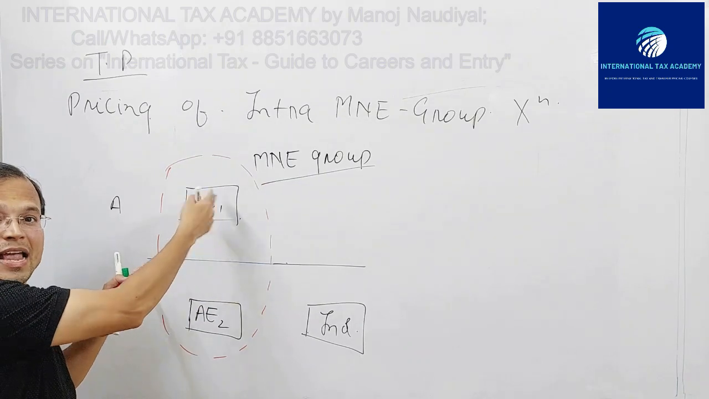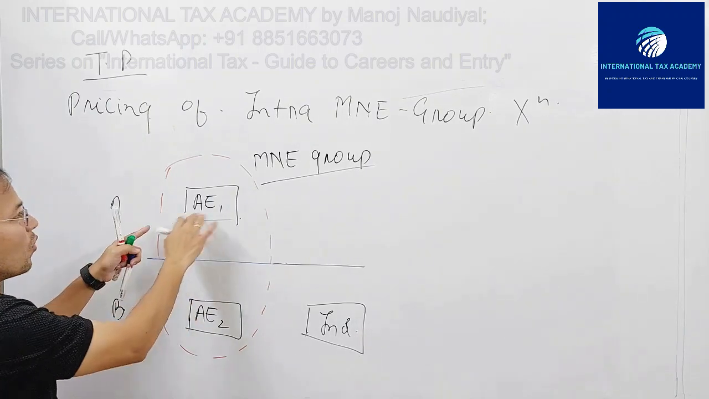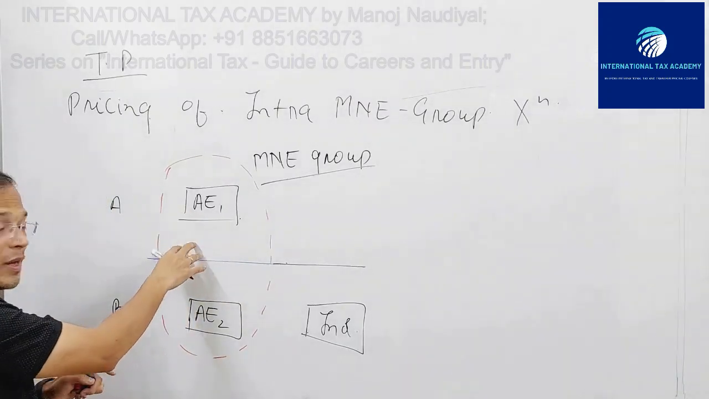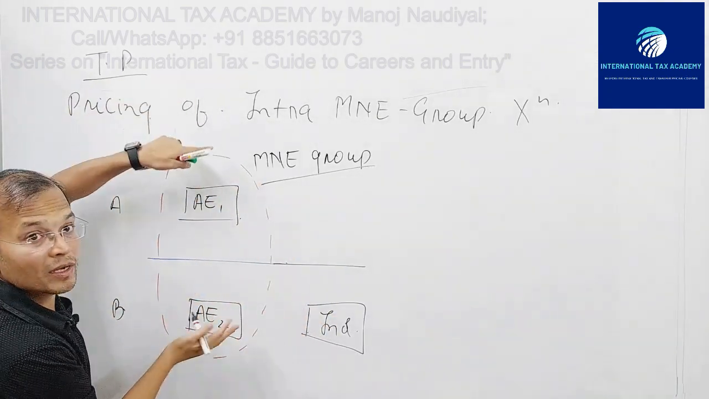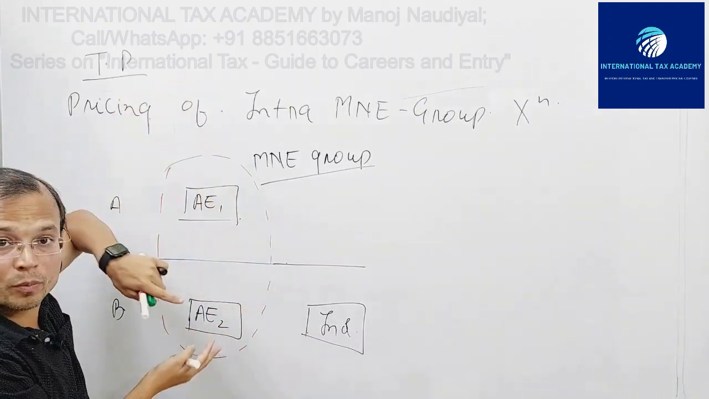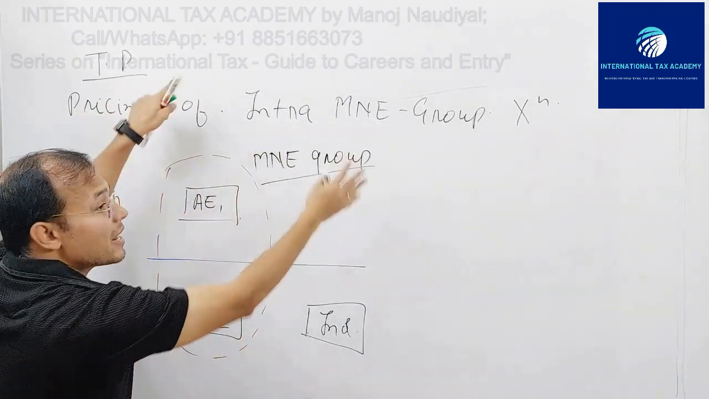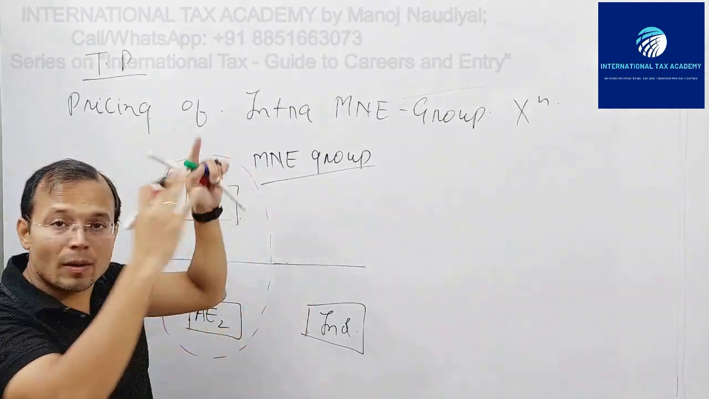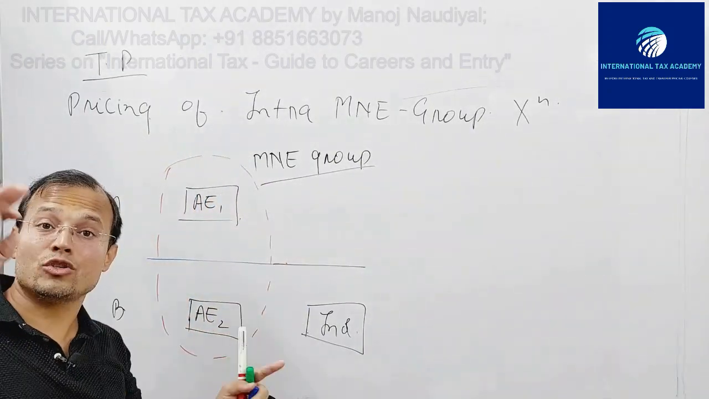Google USA, AE1, and Google India, AE2. Or Google Ireland, AE1, and Google India, AE2. Nike Luxembourg, AE1, Nike Netherlands, AE2, Nike Group. Google Group. Facebook US, Facebook UK, Facebook Multinational Enterprise Group. IKEA Belgium, IKEA Sweden, IKEA Group, Multinational Enterprise Group. So a multinational enterprise group is comprised of a number of entities, a number of companies, and they are associated. Why? Because they are related to each other. That is why they are known as associated entities.